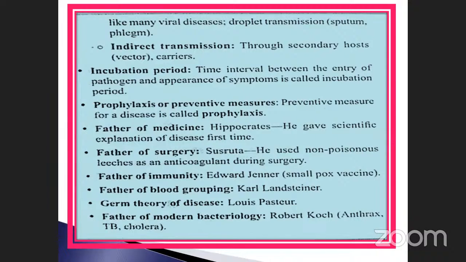Father of immunity, Edward Jenner, because he first discovered the smallpox vaccine. So many times they ask who is the father of immunity, or who first discovered vaccination: Edward Jenner. Father of blood grouping, we already discussed, Karl Landsteiner, blood groups A, B, O and so on. Blood transfusion: William Harvey. Germ theory of disease: Louis Pasteur. This is very, very important and is asked many times. Father of modern bacteriology, Robert Koch, because he discovered anthrax, TB and cholera. That is the reason.